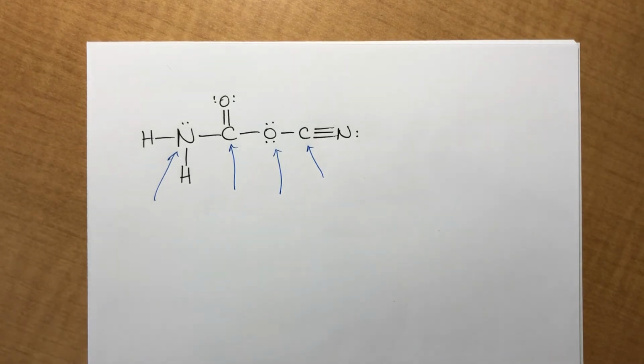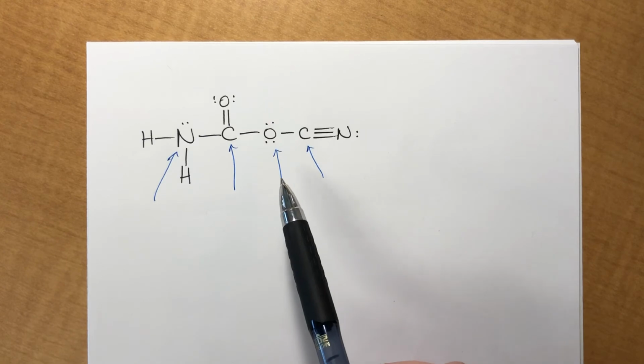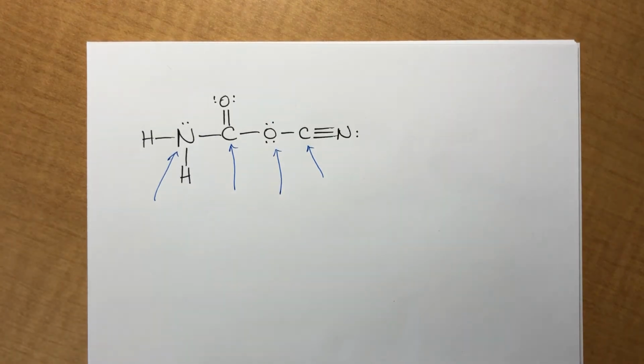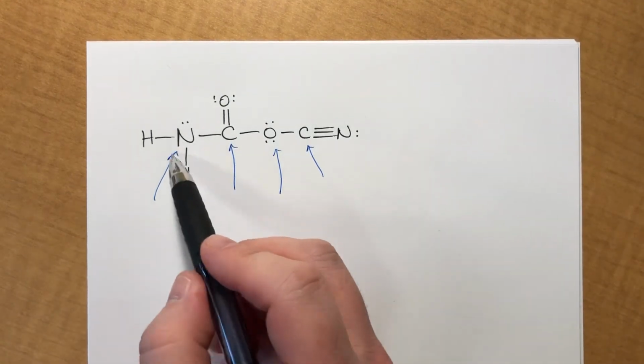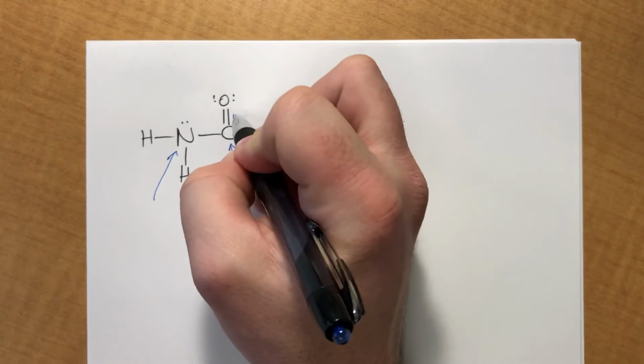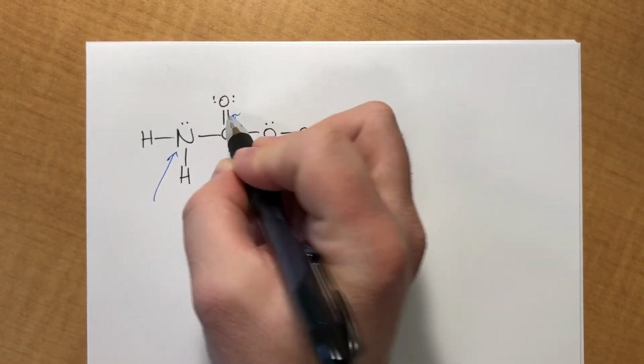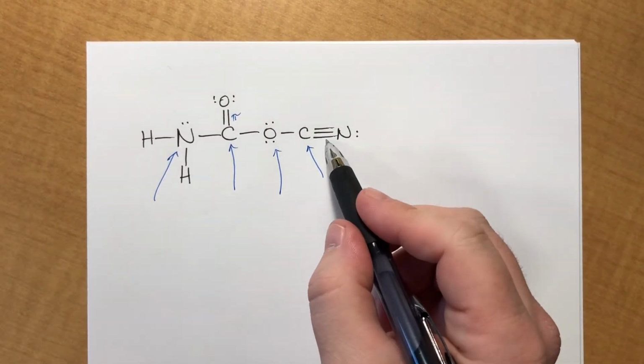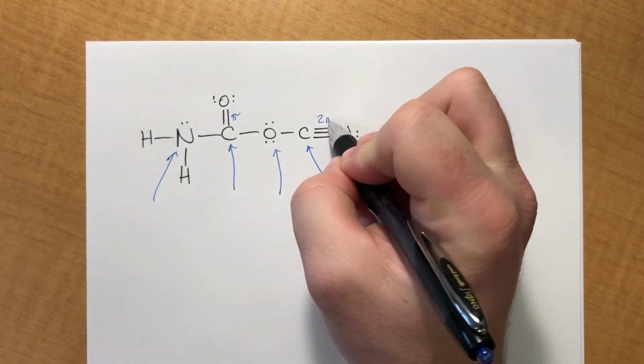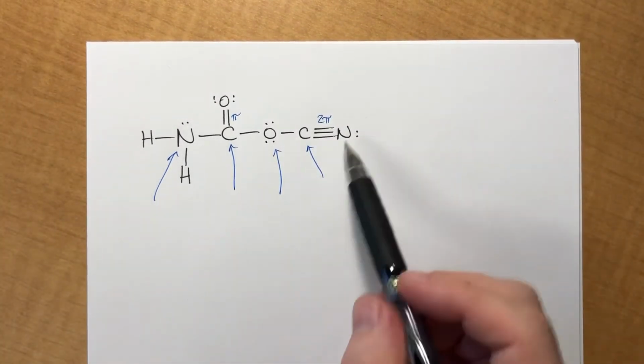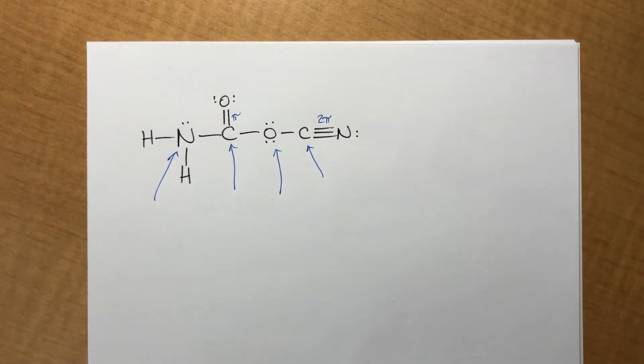So the first thing I would do is, honestly, I tend to not label all the sigma bonds because they are always going to be there. You almost have to assume they're there, but the pi bonds we do have to account for. So there's no double bonds here, but there is a double bond here, which would be a sigma bond, and then the other one would be a pi bond. Here we have a sigma bond and 2 pi bonds. So I would go ahead and label your pi bonds first.